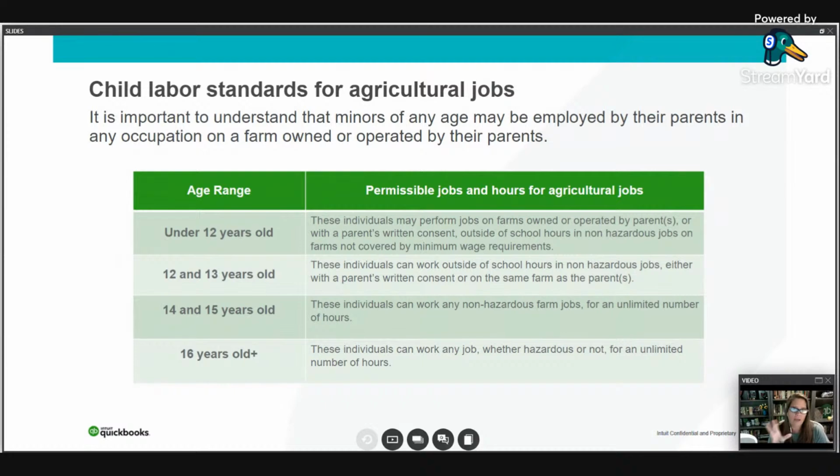You have to understand minors of any age can be employed by their parents in any occupation on a farm owned or operated by their parents. These are all of the specific rules for those agricultural jobs. You can take a look at this later if you'd like. I'm not going to go through each one of these.